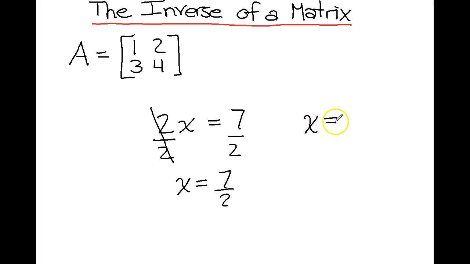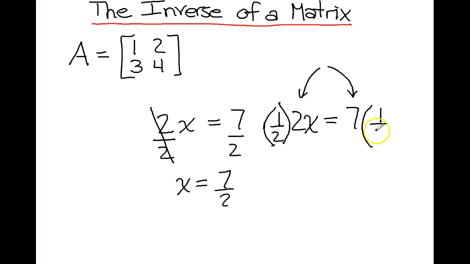Or we can choose to do the following. We can multiply both sides of the equation by the multiplicative inverse of 2. The multiplicative inverse of 2 is the reciprocal of 2. And when we do this, we get the same exact result.